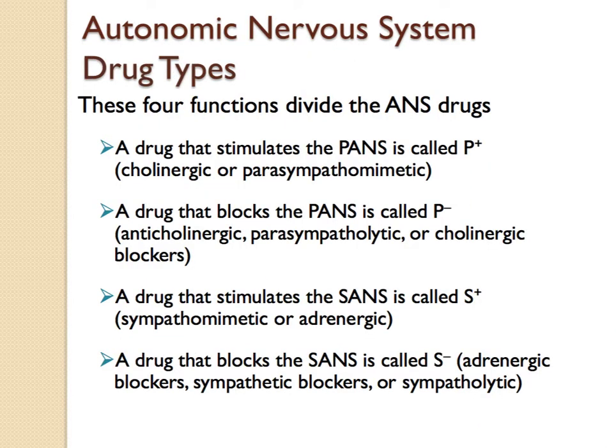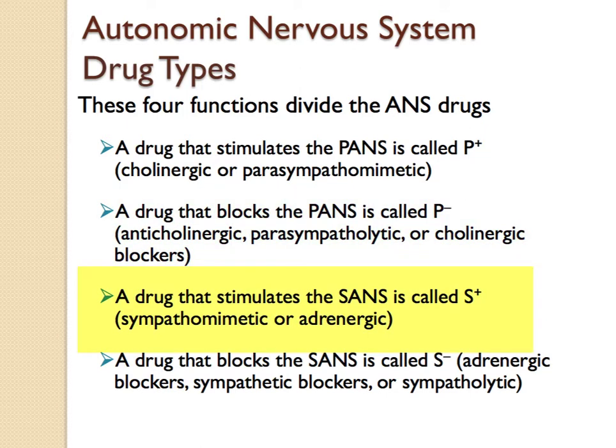Okay, autonomic nervous system drug types. There's 4 types of drugs that we're going to talk about in this chapter. Not all of them are actually used in practice. So a drug that stimulates the parasympathetic system is called a cholinergic or a parasympathomimetic. A drug that blocks the parasympathetic system is called an anticholinergic or a parasympatholytic or a cholinergic blocker.